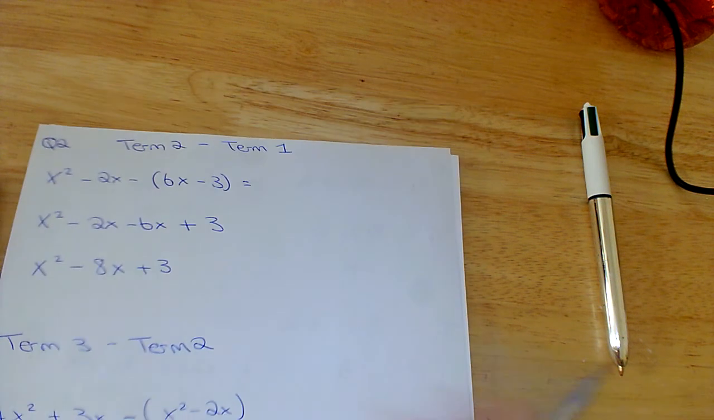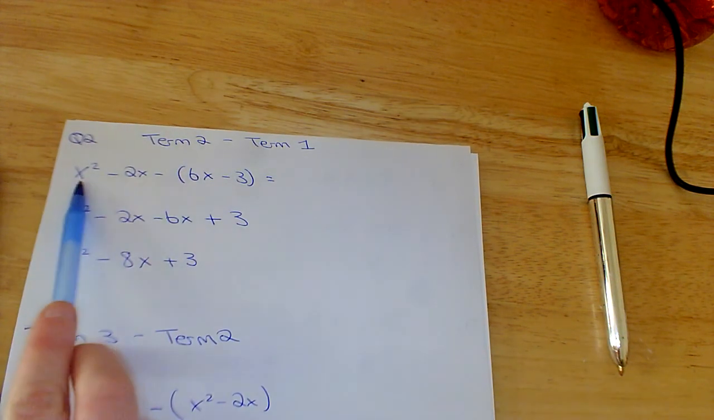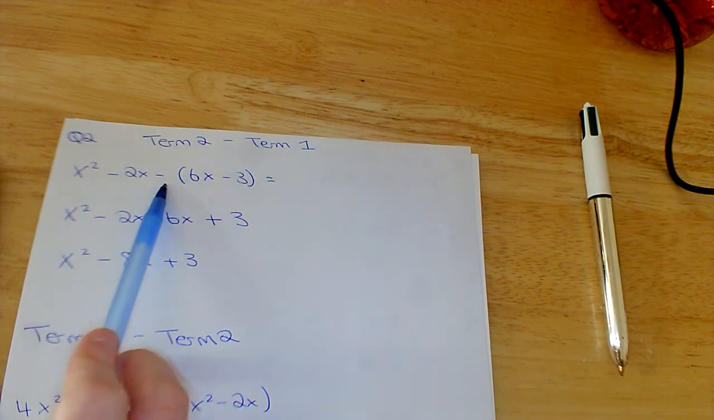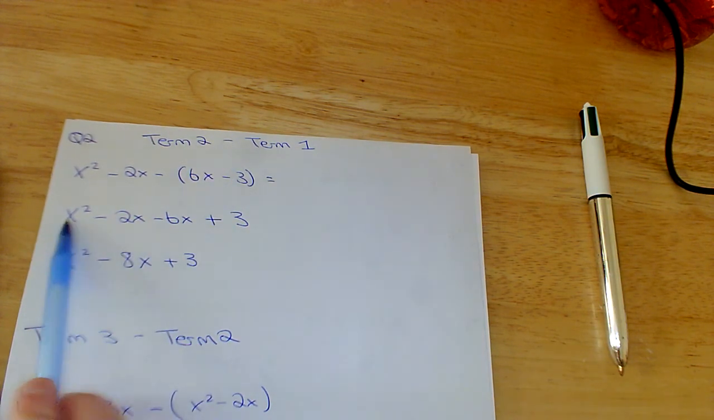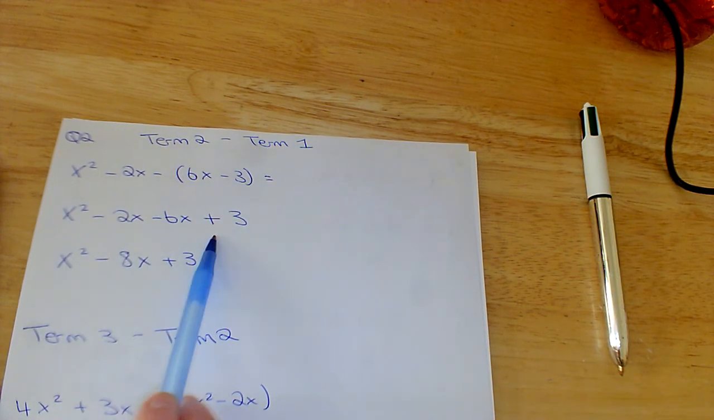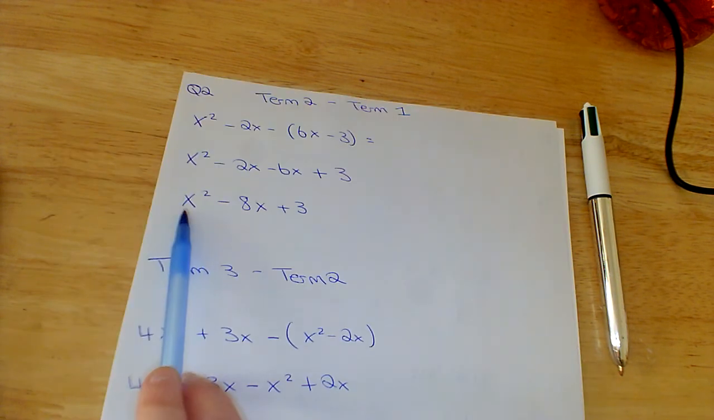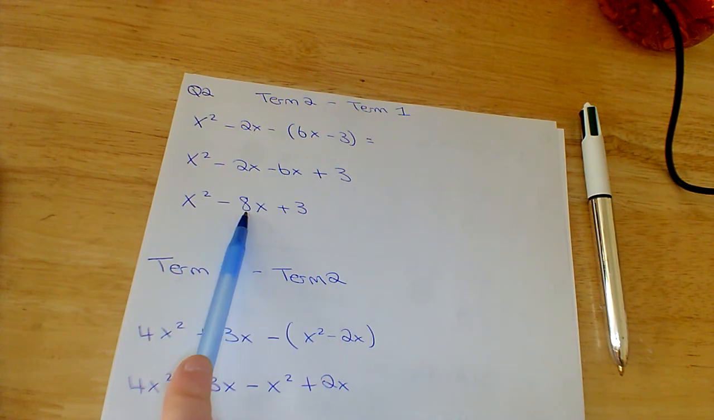Okay, so question 2, I was asked to take term 2 minus term 1. Term 2 is x squared minus 2x, minus term 1 which is 6x minus 3. So I take them away, so I get x squared minus 2x, minus by plus gives me a minus, minus by minus gives me a plus. So I then have x squared minus 2x minus 6x gives me minus 8x plus 3. So that's the difference between term 1 and term 2.